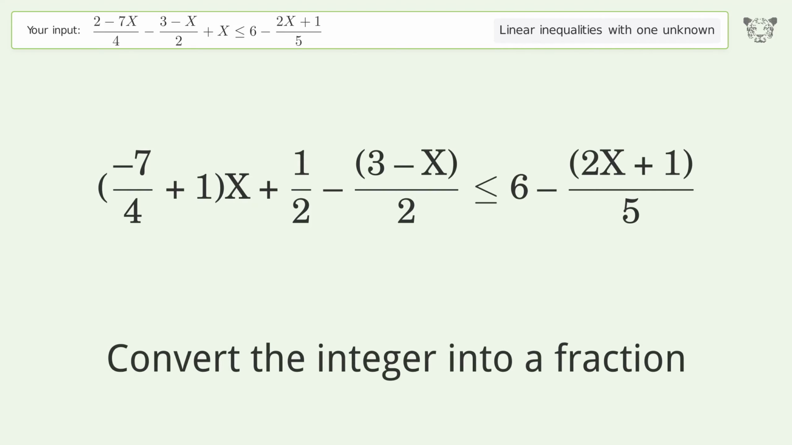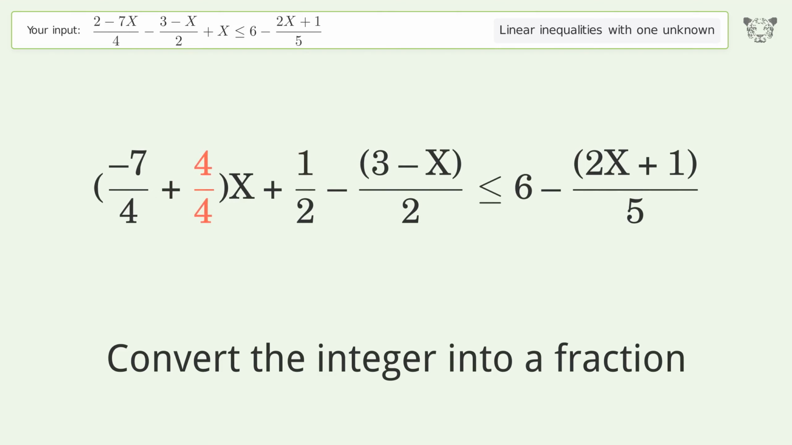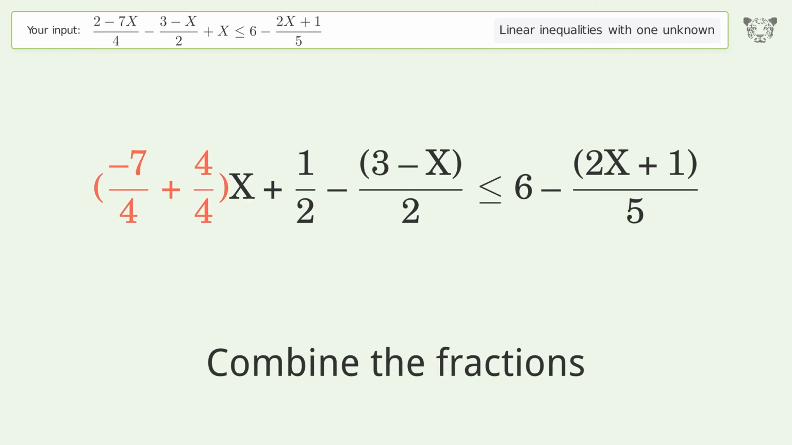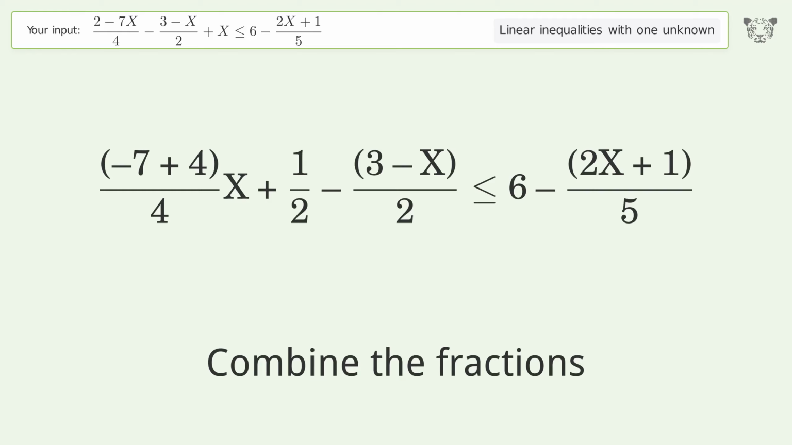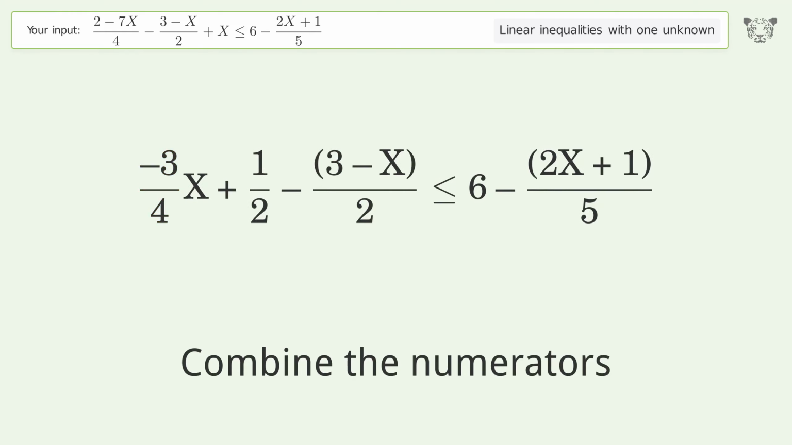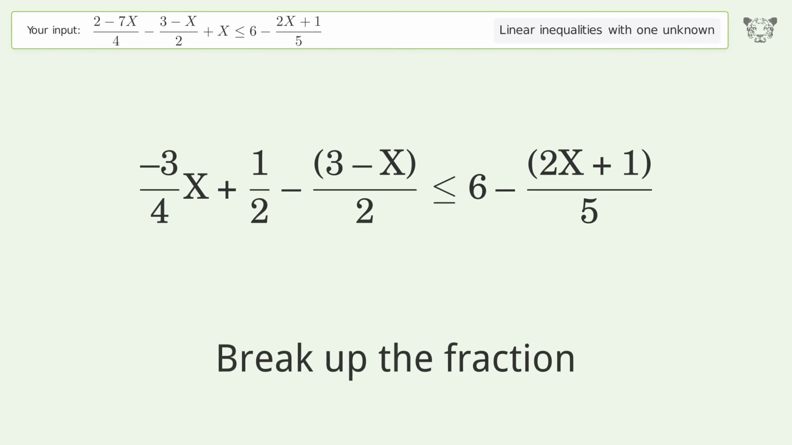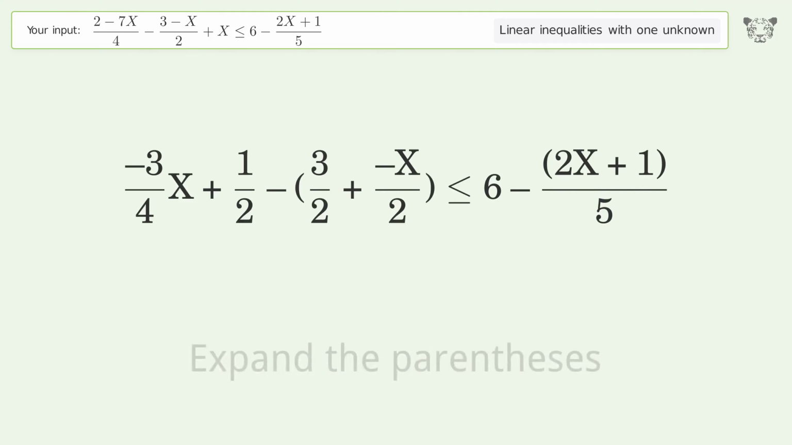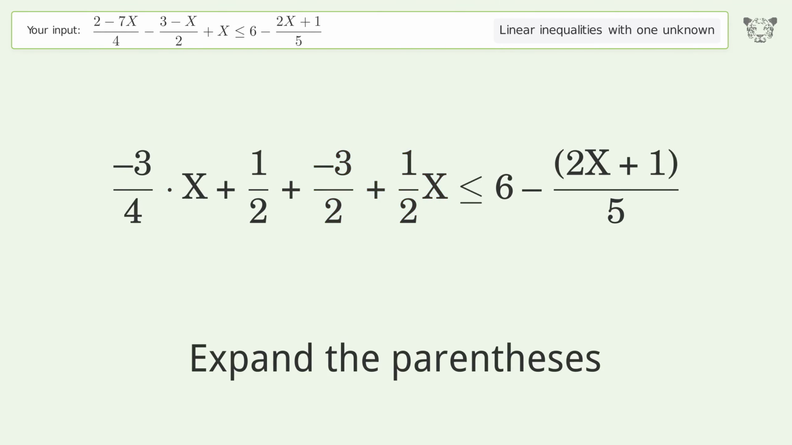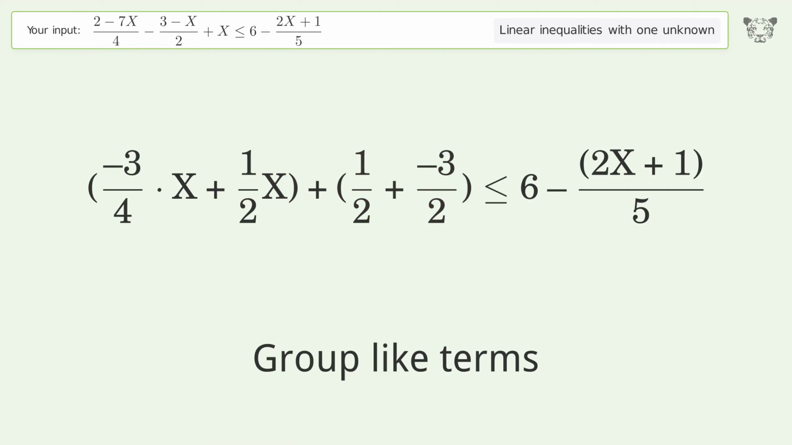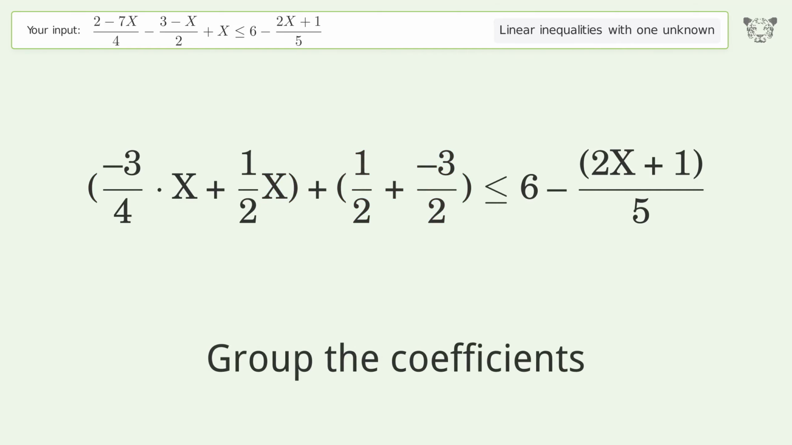Convert the integer into a fraction. Combine the fractions. Combine the numerators. Break up the fraction. Expand the parentheses. Group like terms. Group the coefficients.